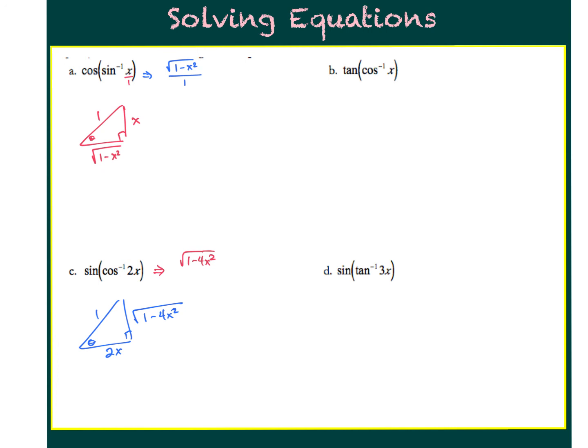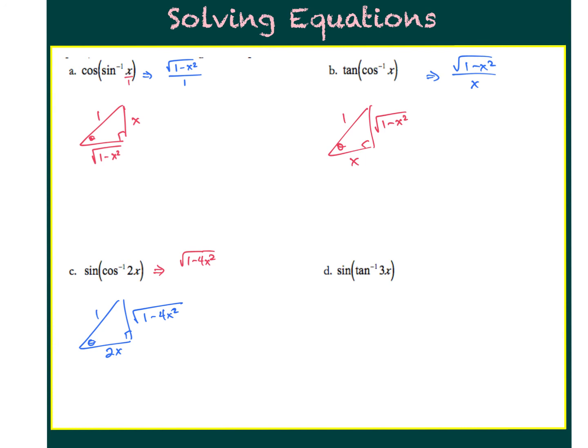Here we go. Tangent of arc cosine. So we need to draw our triangle. Let's do it. So cosine's what? Adjacent over hypotenuse. So what's my other side? Square root of 1 minus x squared. And so then my tangent is what? Square root of 1 minus x squared over x. We good? All right, let's do the next one.